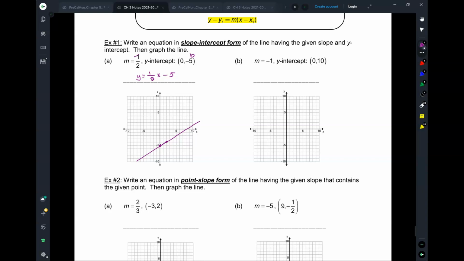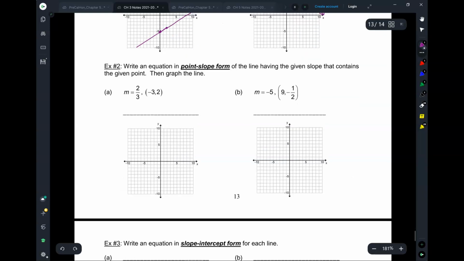Next, we have a slope of -1. Y-intercept is (0, 10), so that's b. So it's going to be y equals -x plus 10. Y-intercept is +10. And then we go down 1/1. And that's how that looks. Okay? You can put arrows at the end or not. That's up to you. Okay? But they do stretch forever.